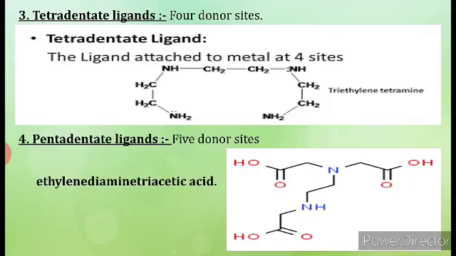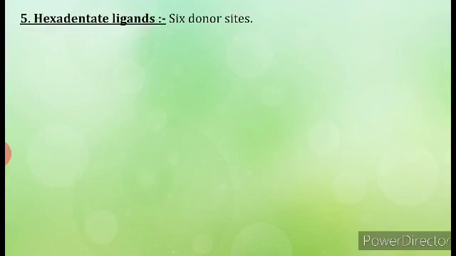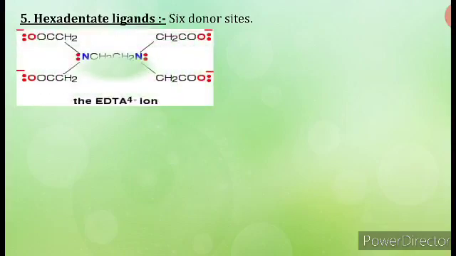Now the next category, the last one, that is hexadentate ligand. Hexadentate ligand means 6 donor sites are there. From the name itself it is clear it is having 6 donor sites. Then it is known as hexadentate ligand. The best example is ethylene diamine tetraacetate. You can see the structure of ethylene diamine tetraacetate over here.